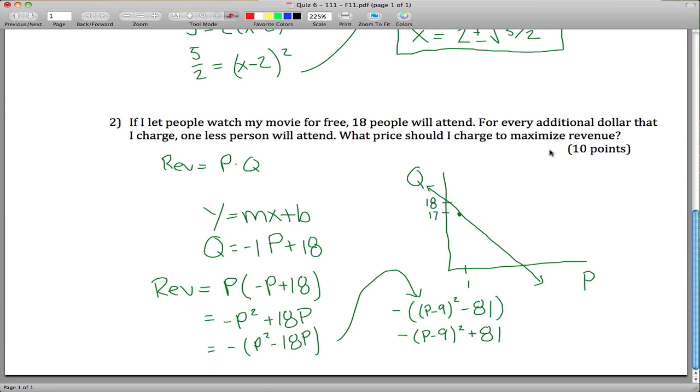So the price that we should charge to maximize revenue, so I don't know, maybe vertex is equal to 9, 81. So charge $9. And that's it. That's the solution, and that's the end of the quiz.